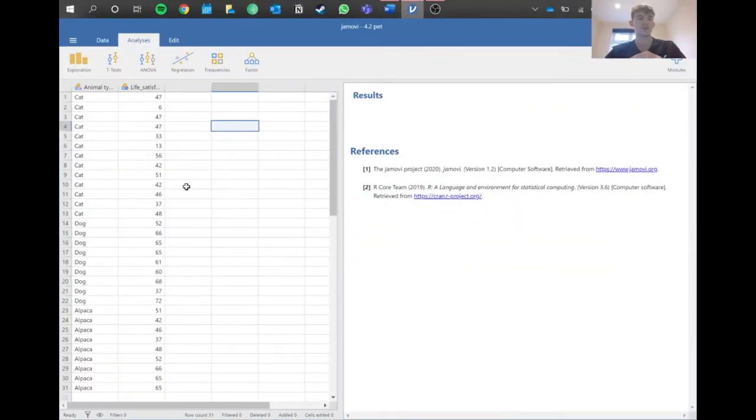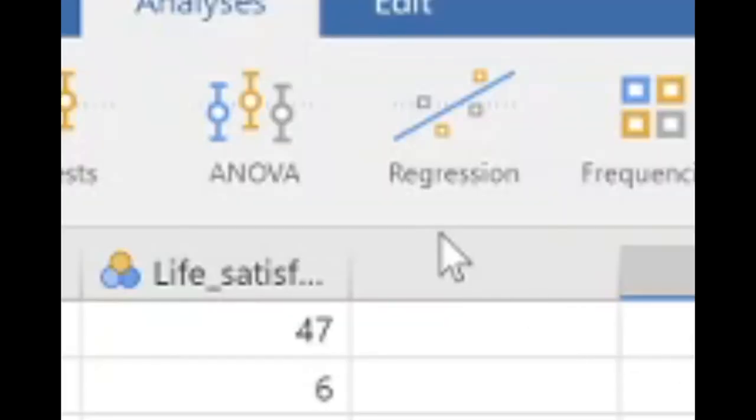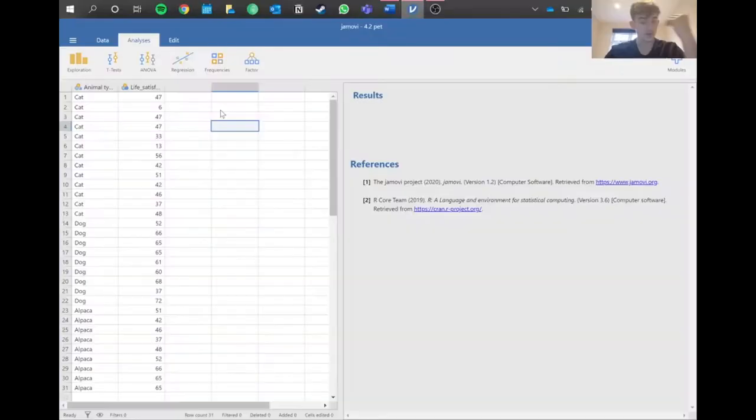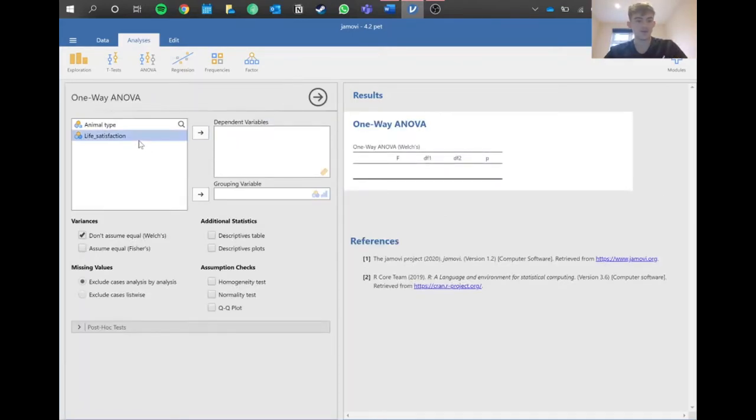So we're in Jamovi now, and as you can see, we've got animal type and life satisfaction. The first thing we need to do is check the homogeneity and normality. If we're treating this as a normal question, we would think about doing what we did last episode, and go into the one-way ANOVA because we want to check the assumptions that we usually check. So we're measuring life satisfaction, so we're going to put that in the dependent variable, and we're grouping by animal type, so we're going to put that in there.